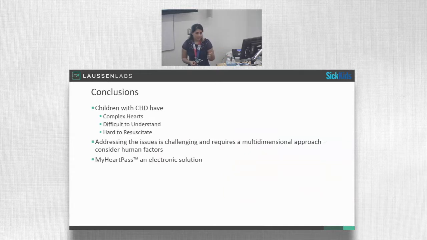So, children with heart disease have complex hearts, which we know. They're difficult to understand and conceptualize, and they're very difficult to resuscitate. And we're hoping that with MyHeartPass being an electronic solution, we are applying a human factor approach and a multidimensional approach to try and solve the problem holistically.